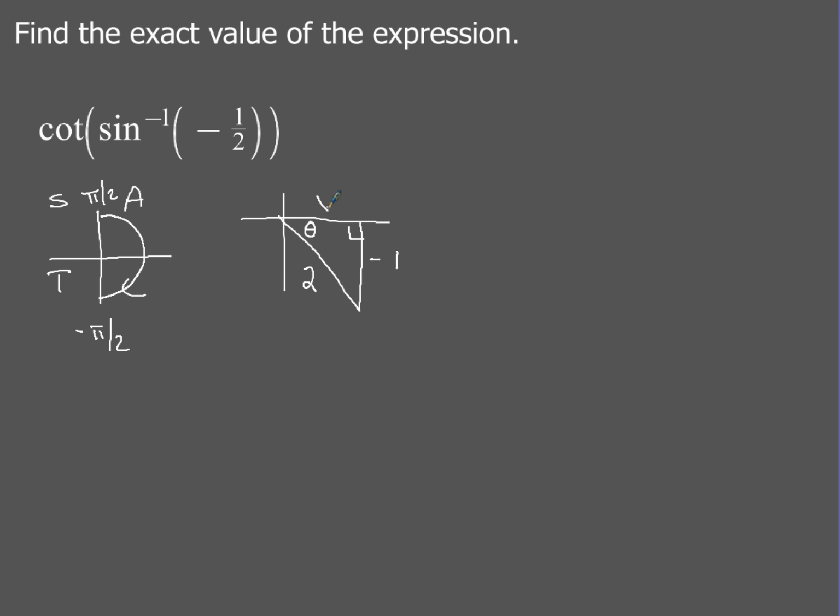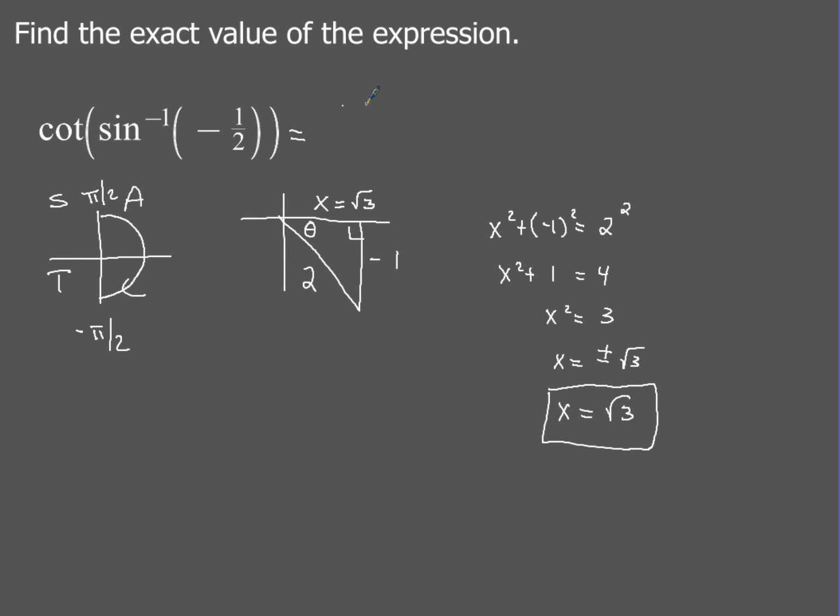Now I'm trying to find the x coordinate, or the x value for that leg. When I use the Pythagorean theorem, you come up with a value of square root of 3 for x. Now to find the cotangent of that triangle, when I look at all the values of my sides, remember, cotangent is x over y, which in this case is square root of 3 over negative 1, and when we simplify that, negative square root of 3.